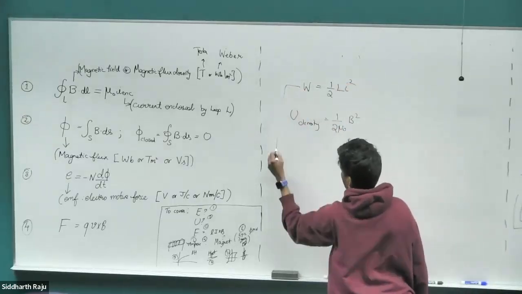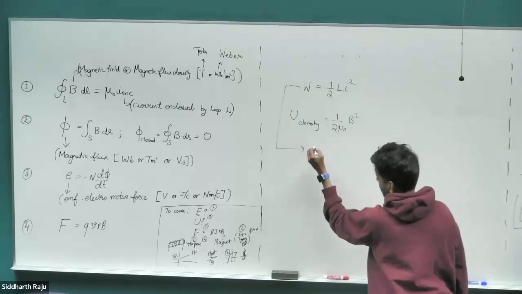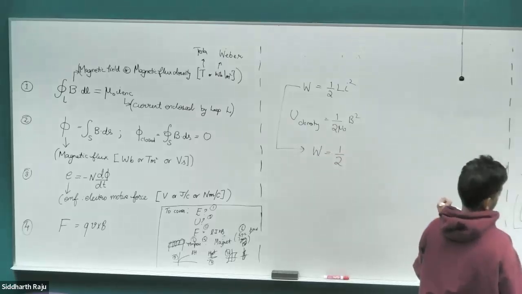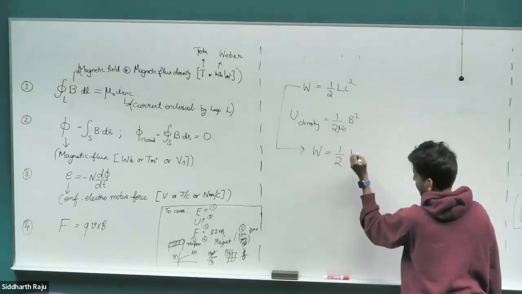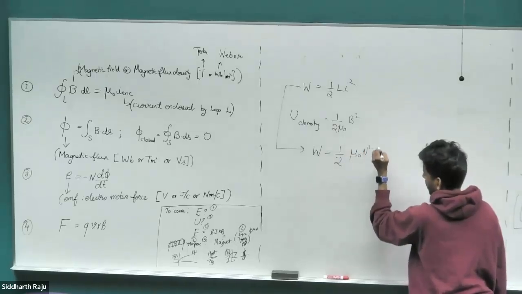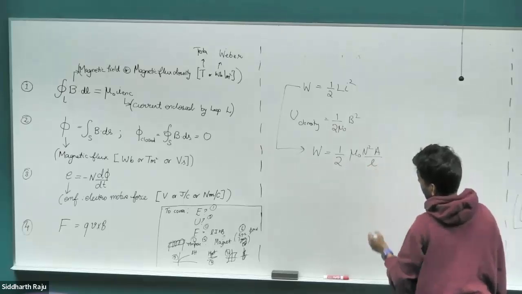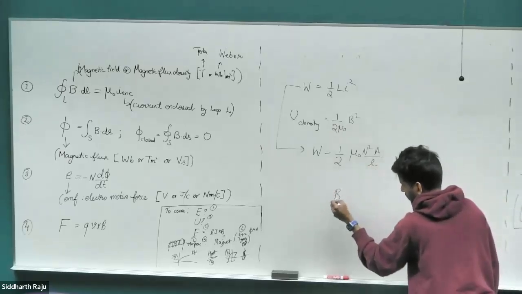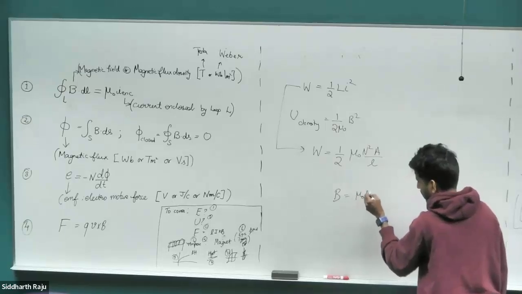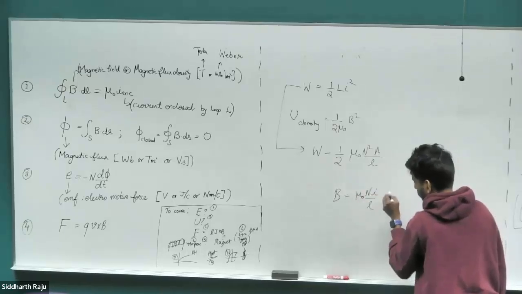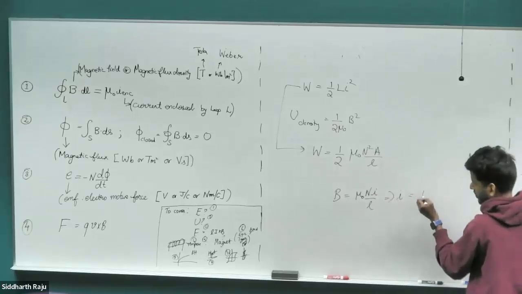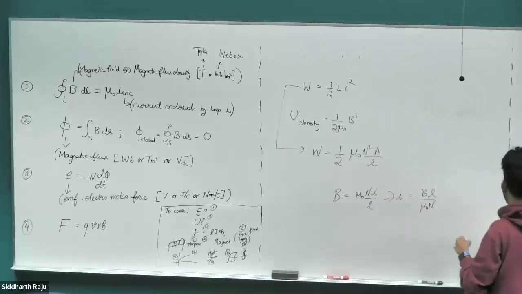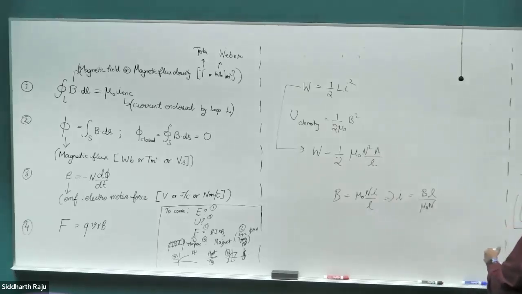So once we have this piece of the puzzle, let's go back and substitute our values for inductance. So energy is equal to, inductance is mu naught n square A divided by L. And then our magnetic field B was mu naught n I divided by L. So I can rewrite current in terms of the magnetic field, B L divided by mu naught n, coming from this expression that I have here.